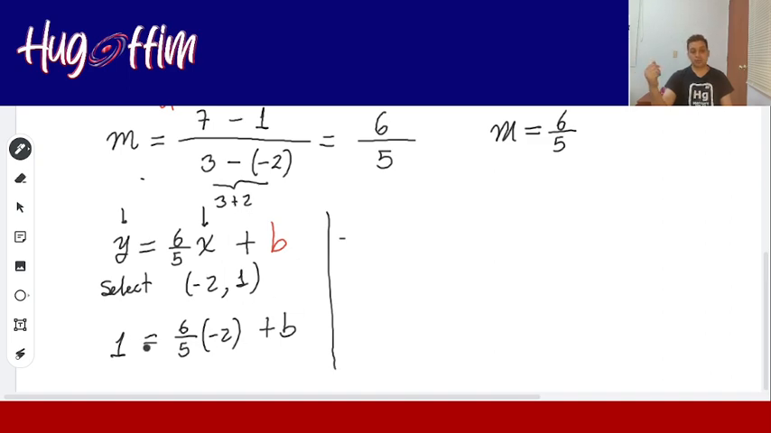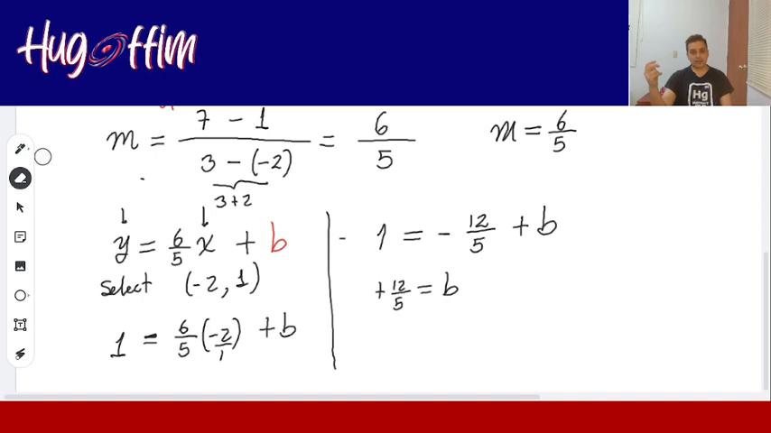And now I'm going to solve the expression. So it's going to be 1 equals, to multiply these two fractions, -6 times 2 is -12, 5 times 1 is 5, plus b. Now I'm going to solve by adding 12/5, so 1 plus 12/5 equals b. And I just need to add these fractions. Remember that 1 could be expressed just as 5/5. So 5 plus 12 is 17/5.